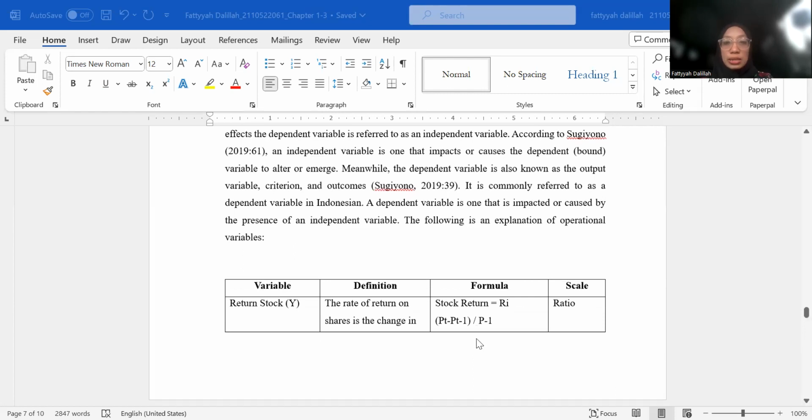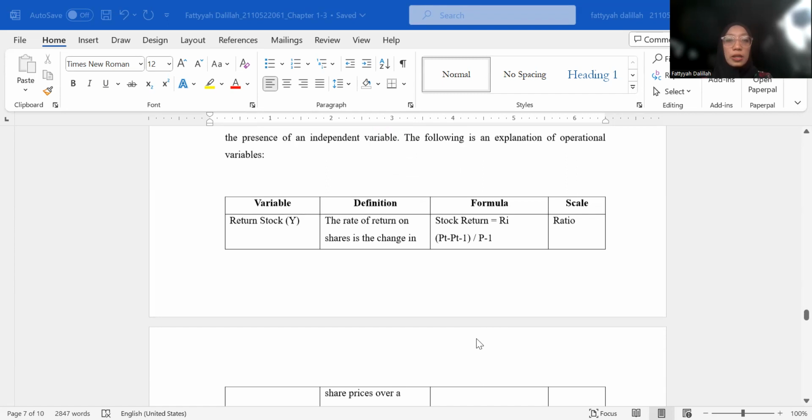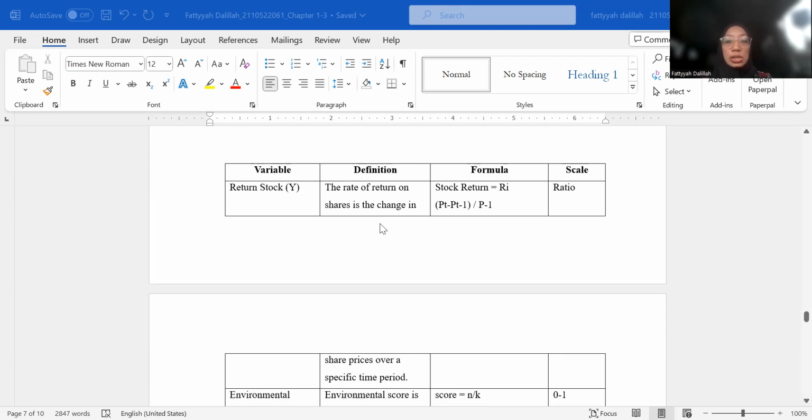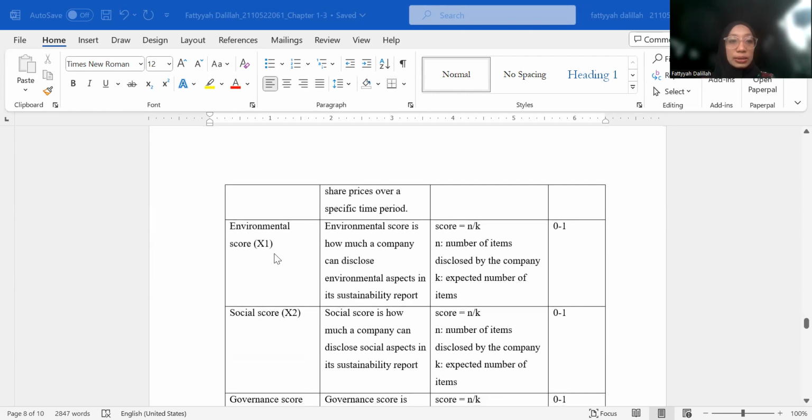And the following is the explanation of my operational variables. The stock return I would symbolize with Y, and the stock return is the rate of return on a share, the change in the share price over a specific time period. And this is the formula. And for the measurement, we use the ratio.